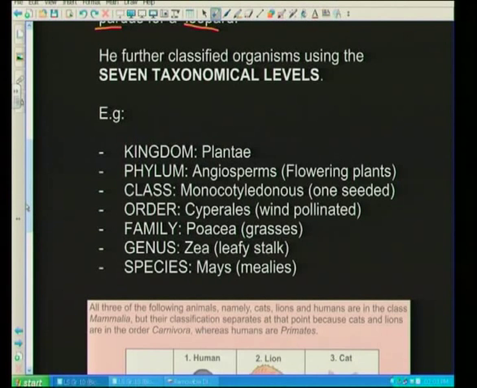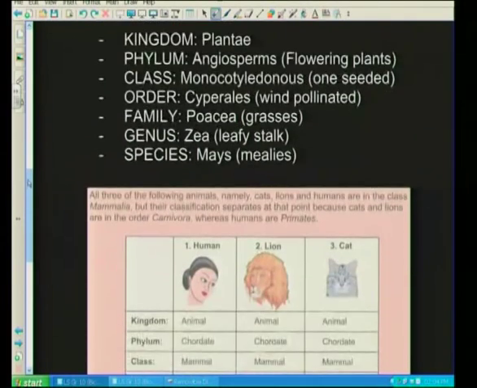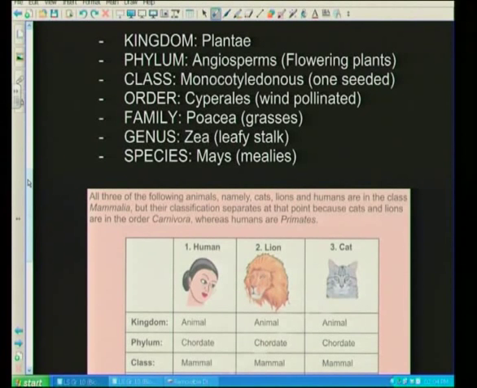Carolus Linnaeus further classified organisms into the 7 taxonomical levels, and that is the kingdom, the phylum, the class, the order, the family, the genus, and the species. I will give you a simple way of putting the taxonomical levels in a formatted fashion without you forgetting it. So we need to make a mnemonic of the 7 taxonomical levels in the correct order. Let us use a mnemonic for it.